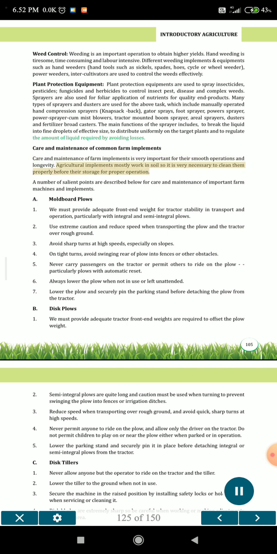Agricultural implements mostly work in soil, so it is very necessary to clean them properly before their storage for proper operation. A number of salient points are described below for care and maintenance of important farm machines and implements.